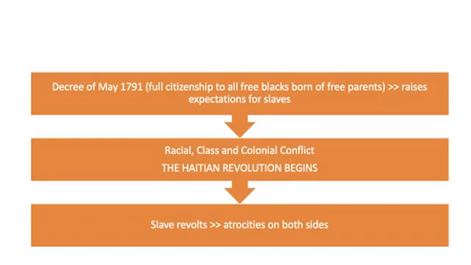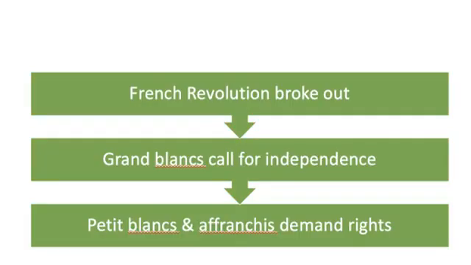In addition to that, a decree in May of 1791 granted full citizenship to all free blacks of free parents, and this raises the expectations of slaves. So in addition to the Grand Blancs and Petit Blancs, you are also going to have the gens de couleur, which are free blacks who are living in Saint-Domingue.